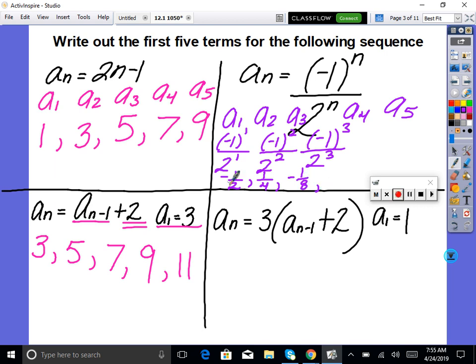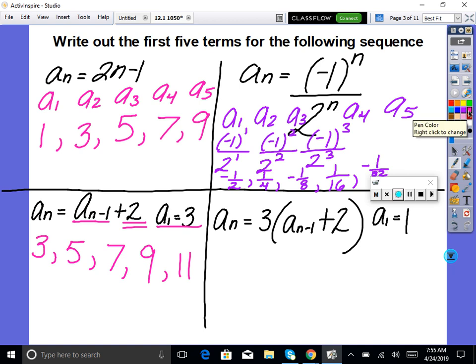I don't want to keep plugging in personally. Can you see a pattern? Bouncing between negative, positive, negative, positive. So the next one will be positive. On top, what are we gonna have? 1. On bottom, aren't we timesing by 2? This will be 16, comma. So then we'll have a negative 1 over 32. Okay, good. All right, let's do this one, and then we're doing good.